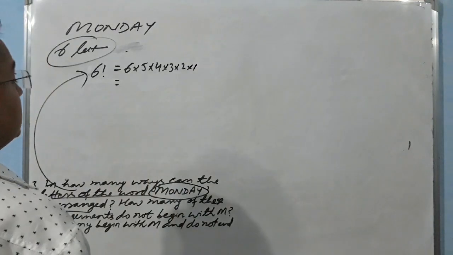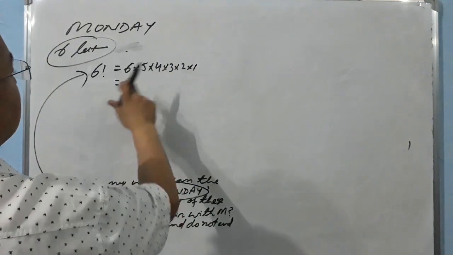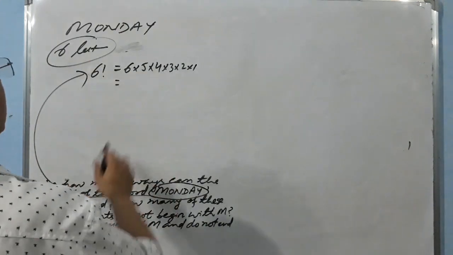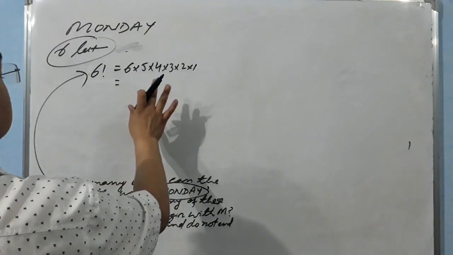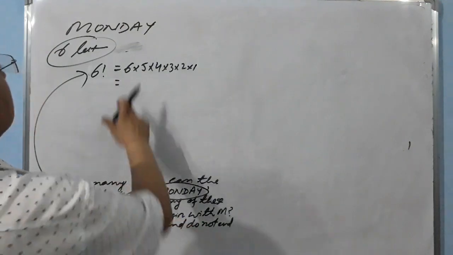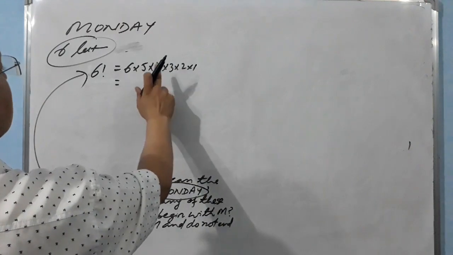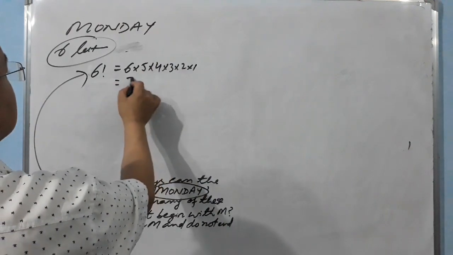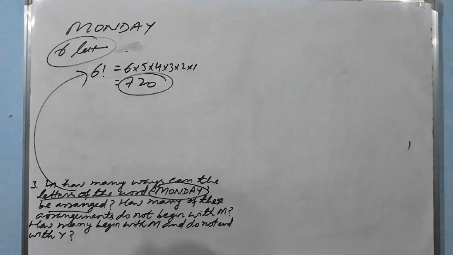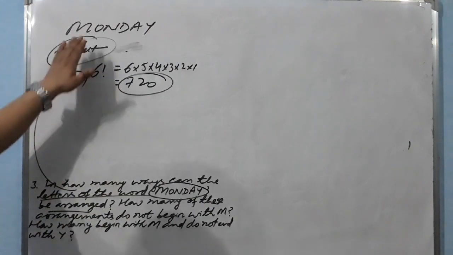This is by the definition of the factorial. 4 times 3 is 12, 12 times 2 is 24, 24 times 5 is 120, and 120 times 6 is 720. So 720 ways, right? We can arrange the letters of the word Monday in 720 ways.